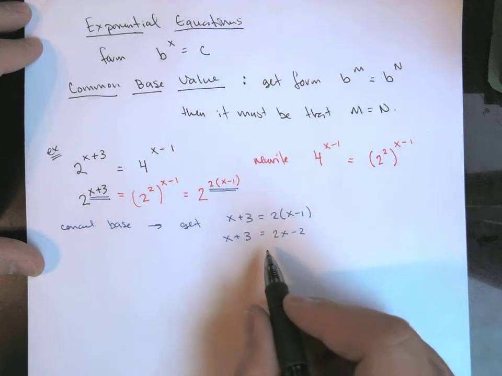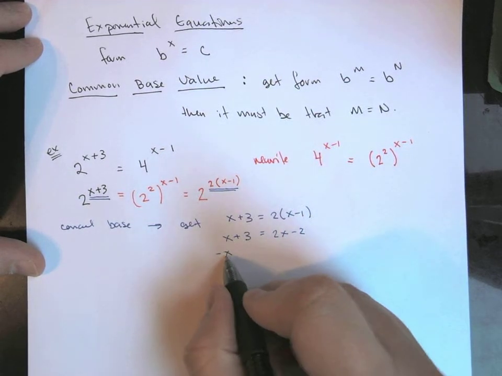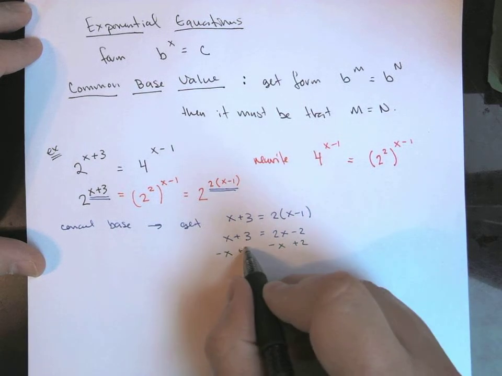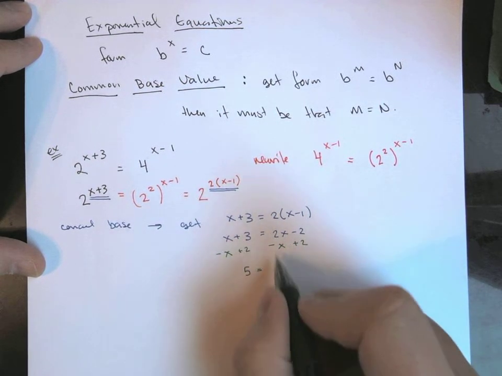So from here, we're just trying to move our x's to one side and our numbers to the other. So we'll do maybe a minus x over here, and we'll add this 2. And so it looks like what we're going to get is 5 is equal to x.